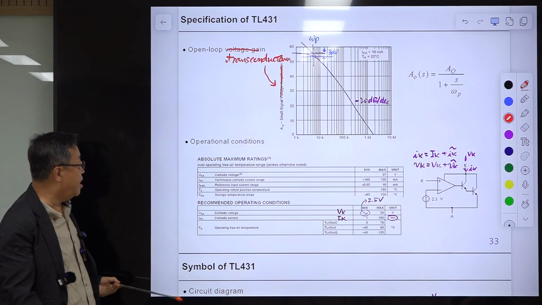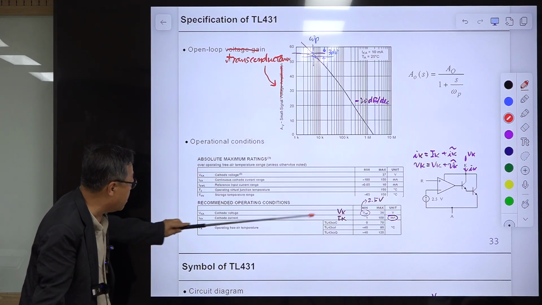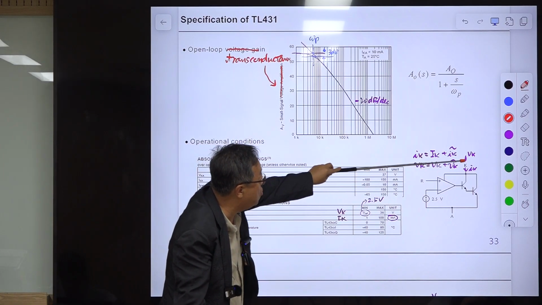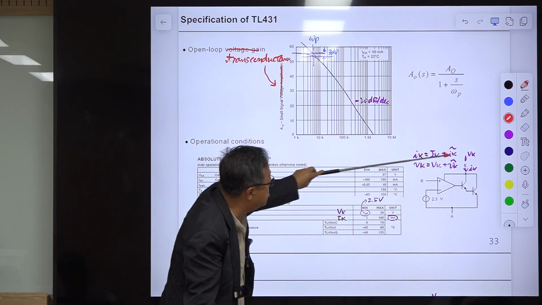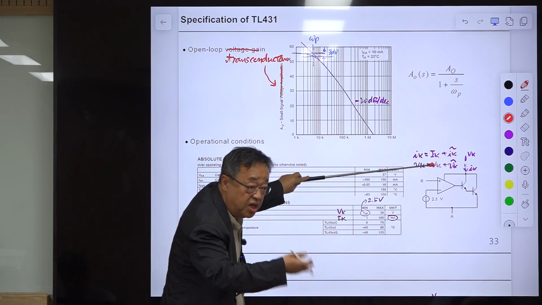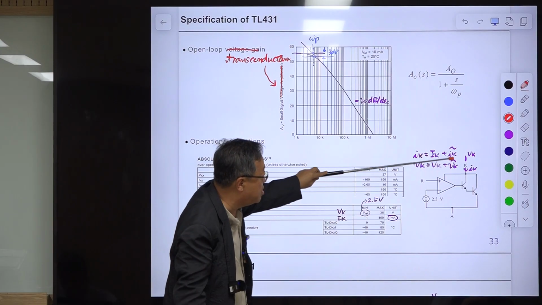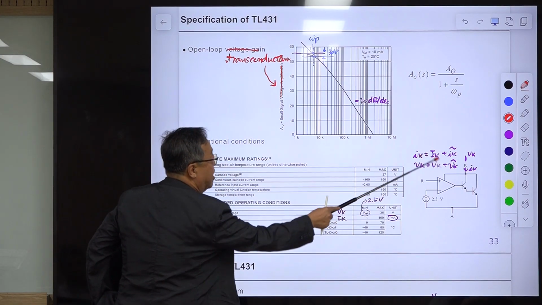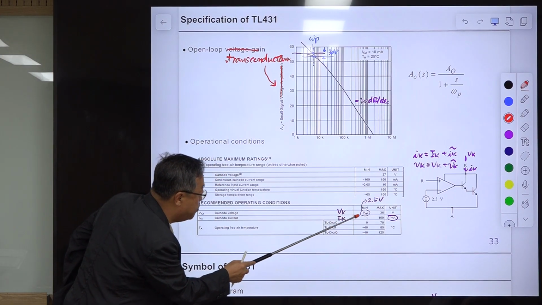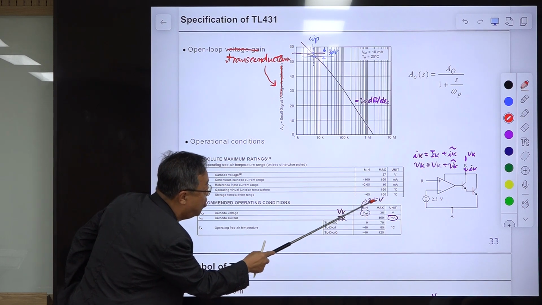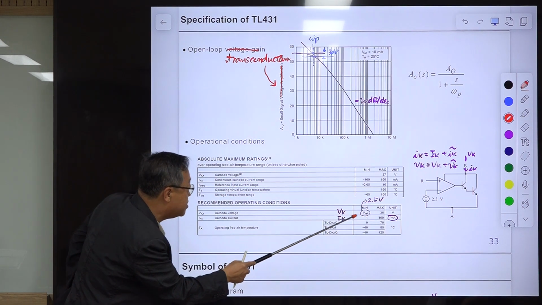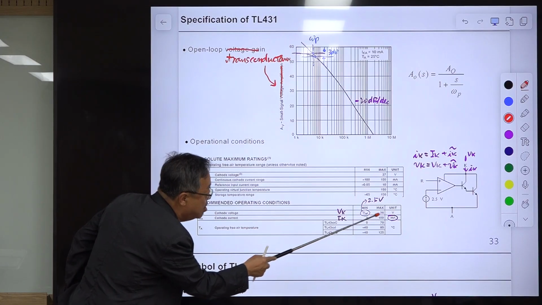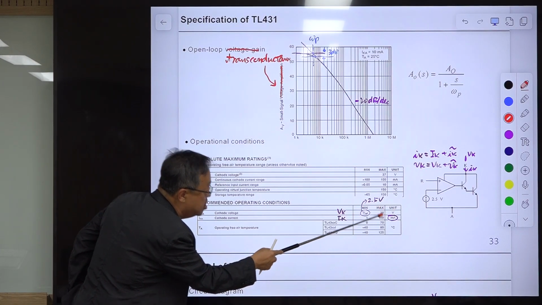Okay, and the important thing is the absolute spec of this VK, the cathode voltage. This cathode is AC plus DC. Okay, when it is working, it responds to the AC signal, so it has AC and DC, and DC is required for the bias, so for IK and VK, there is an absolute minimum. It should be larger than 2.5, which is this value. And this one, IK, should be an absolute minimum of 1 milliamp. Maximum is 100 milliamp. Maximum is 36 volt.